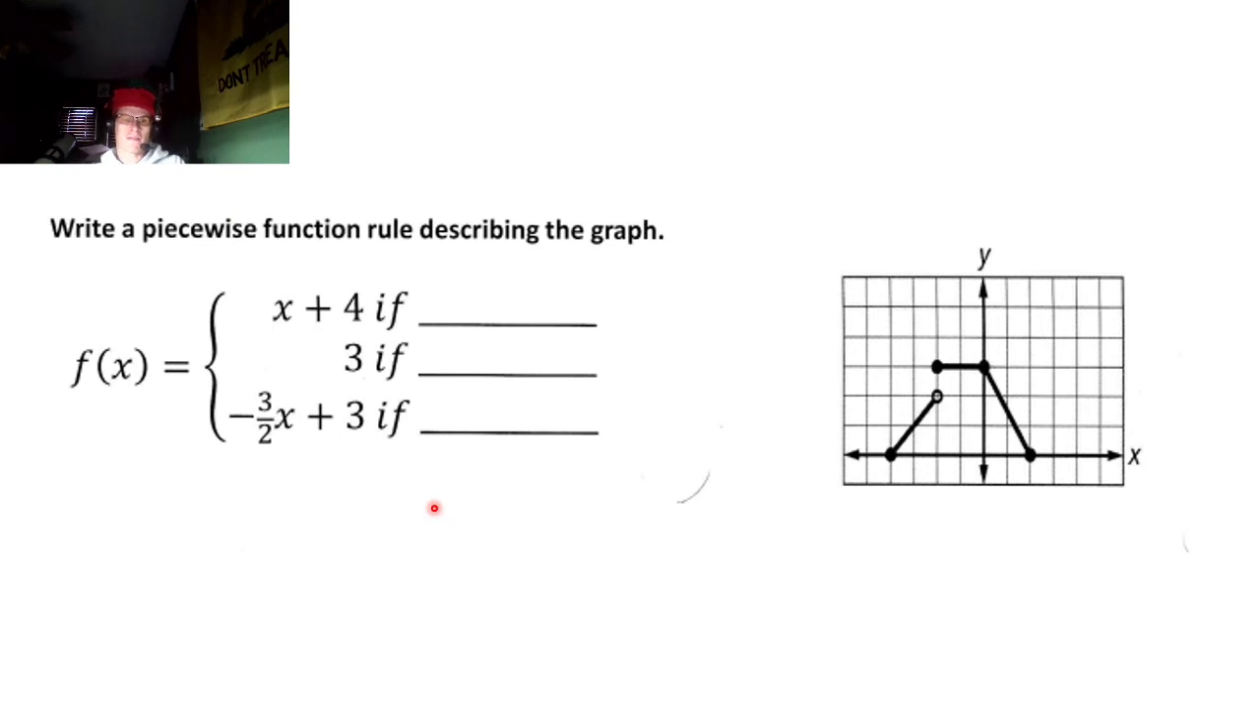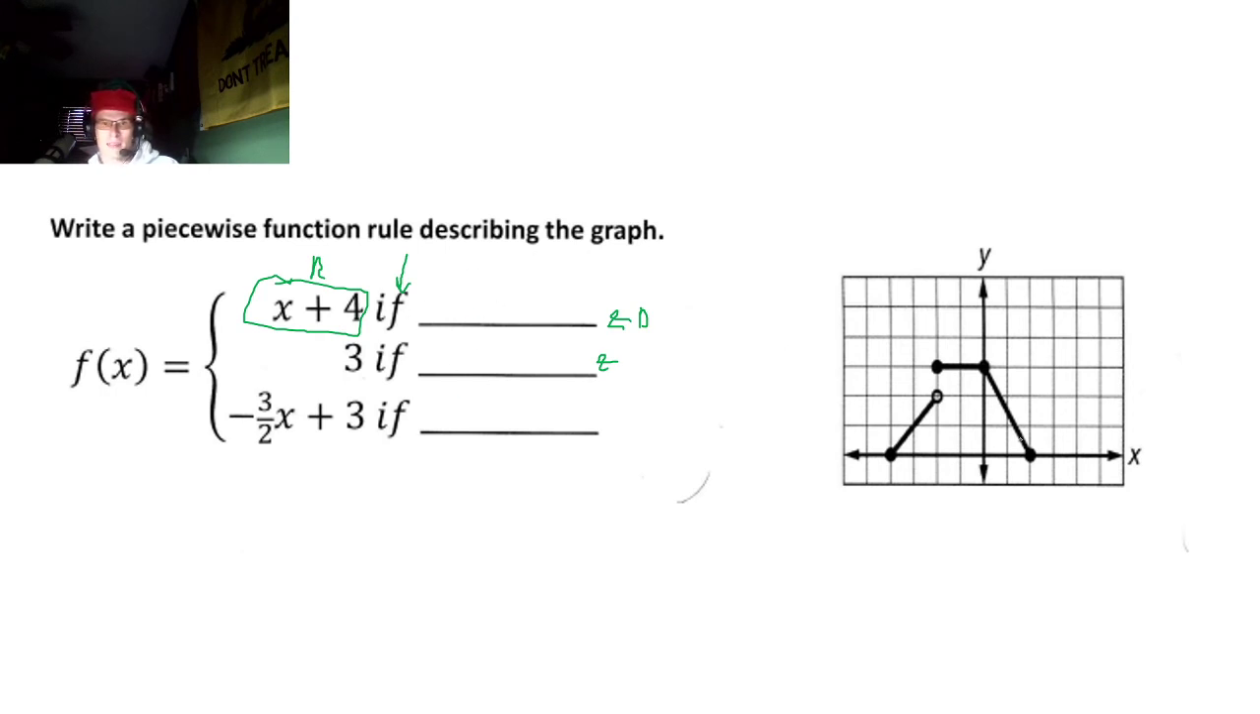Alright, write a piecewise function rule describing the graph. So in this particular case, we are actually writing the piecewise function, or the rules for them. So x plus 4, so remember how I broke this down. So this is your range, and these 3 blanks here are your domain. So again, it comes down to just finding the domain. And typically with these piecewise functions, your lowest values on the x-axis will be first in this function rule.